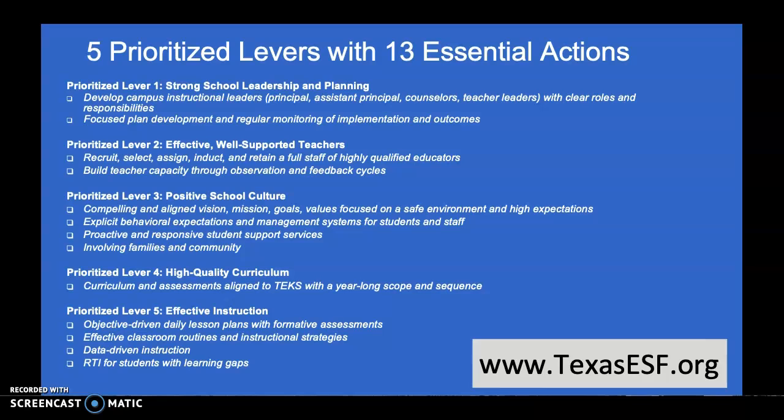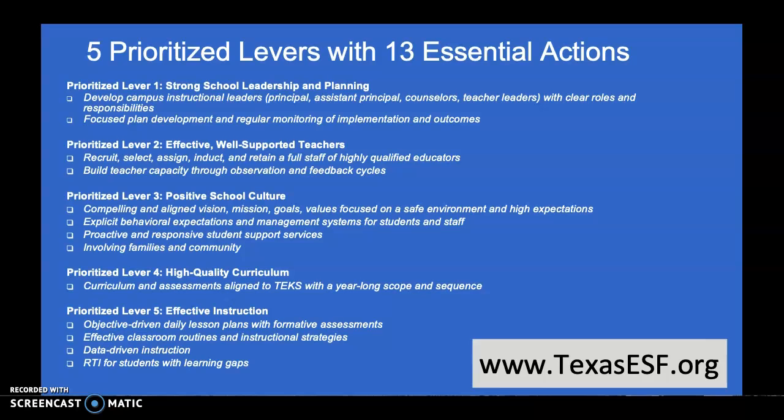The Effective Schools Framework is the statewide vision of best practices that effective schools engage in daily. It is organized into 5 prioritized levers with a total of 13 essential actions, as listed here on the screen. This is an expanded look at those prioritized levers that includes all of the essential actions in each one. These are not new best practices. They are what districts and campuses have been focusing on for many years, and what people closest to the work say matter the most and are the highest leverage.